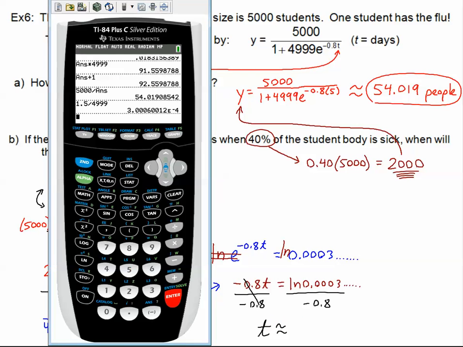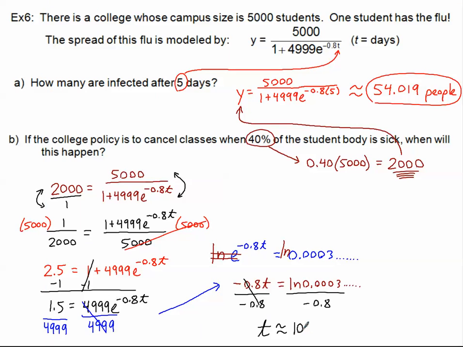And let's see what we've got. So we've got the natural log of that previous answer, this long decimal here that I've got, and then divide that by -0.8, and I'll have my answer of 10.139. Now this is a little scary if you think about it, because if you remember what t is measured in, days. So this is not even 2 weeks before 40% of the student body is sick.